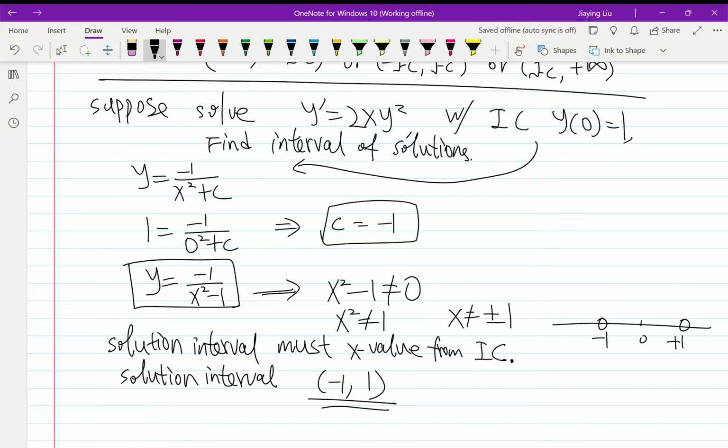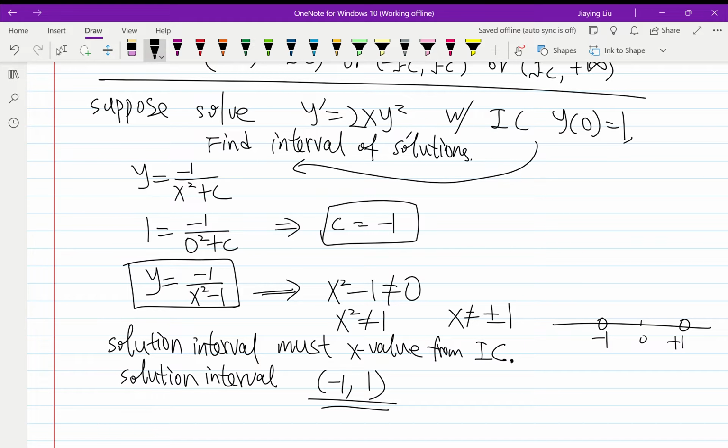So that's the difference between a problem knowing the initial condition and not knowing the initial condition. Any questions? I hope that's not confusing. It could be. When I first looked at it, I was a bit confused. Any questions?